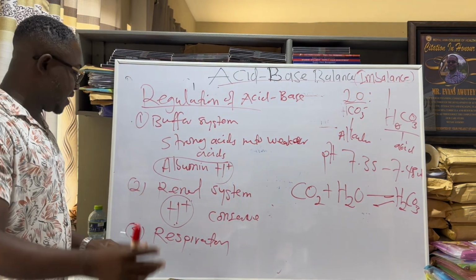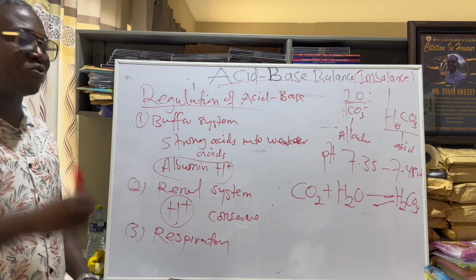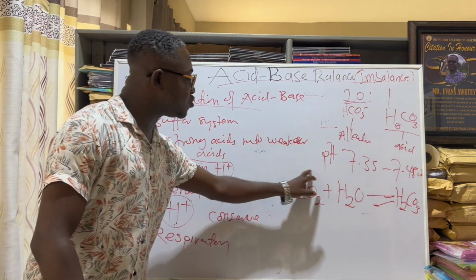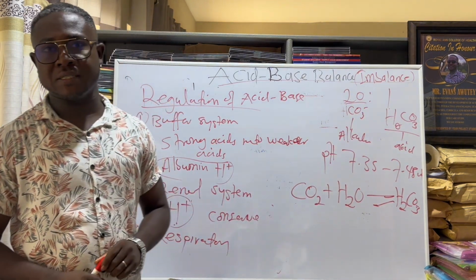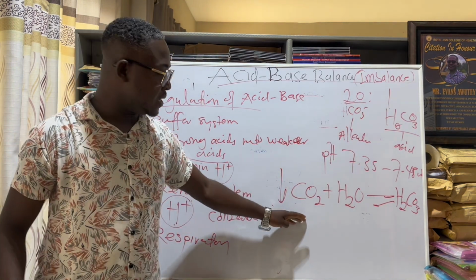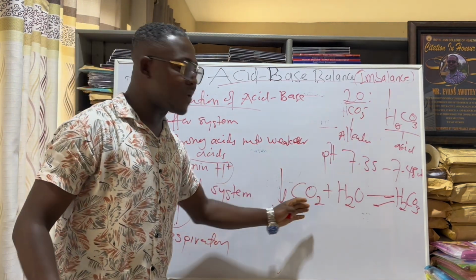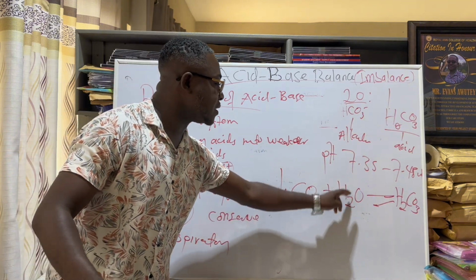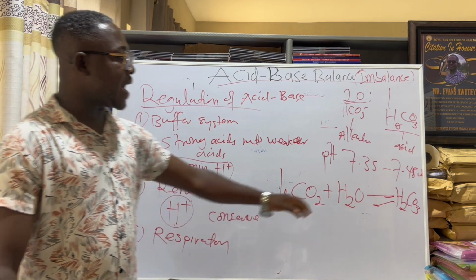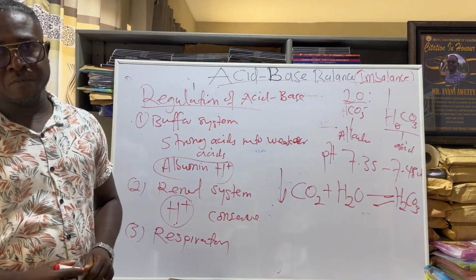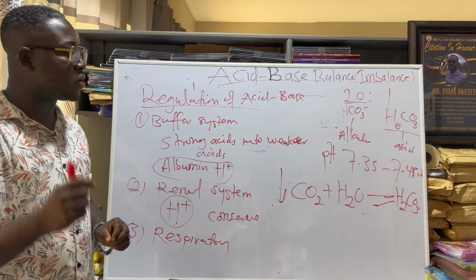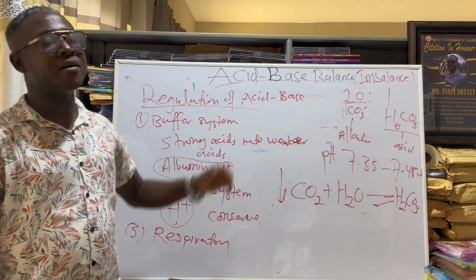And so if the respiratory system wants to help to reduce the acidity, all that they try to do is to ensure that they get rid of carbon dioxide from the lungs. And so anytime we have less carbon dioxide in the circulation, we will have a lesser amount of it to bind with the water to form the carbonic acid. That means that we are at the same time reducing the acidity of the blood. So these are the three main ways in which the body tries to regulate the acid-base balance.